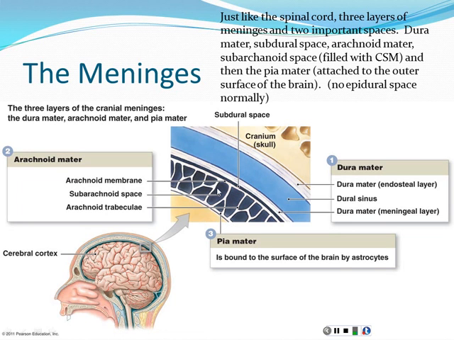And so that's one space, the subarachnoid space. You'll notice that unlike in the spine, where we had an epidural space, a space outside the dura, but inside the vertebral canal, in the skull, we don't have that. In the normal case, the dura mater is actually glued or affixed to the inside of the skull. So in the normal case, there is no epidural space.